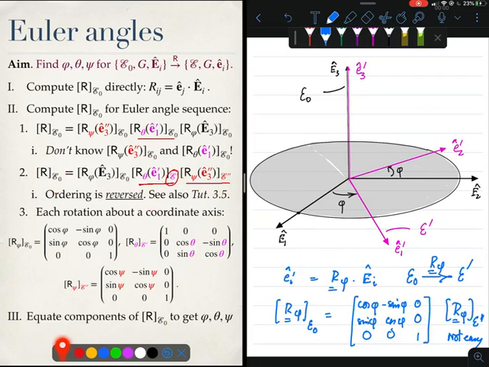Once you have the R, you have already computed R in E0 directly. You have computed R in E0 through this matrix multiplication. You can equate both computations of R, and when you get that, you will get nasty equations for phi, theta and psi, which you can solve for phi, theta and psi. Again, this will constitute a homework for you.